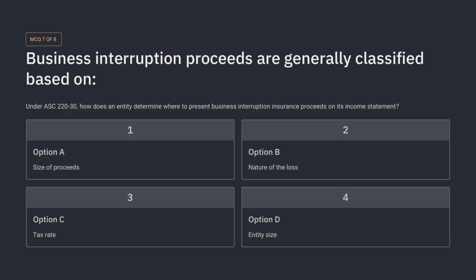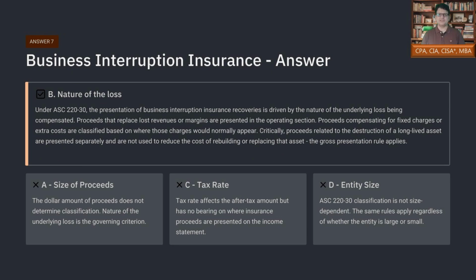Question 7 asks, business interruption proceeds are generally classified based on what? The options are size of proceeds, nature of the loss, tax rate, or entity size. Think about what the insurance payment is replacing. Is it replacing lost margin, fixed charges, extra expenses, or something related to a damaged asset? The correct answer is B, nature of the loss.